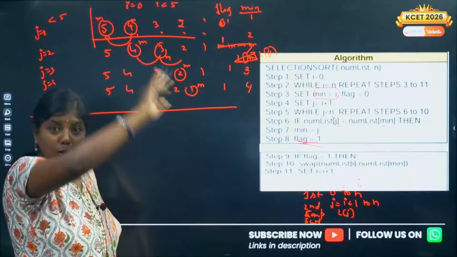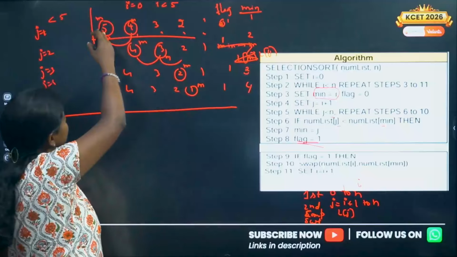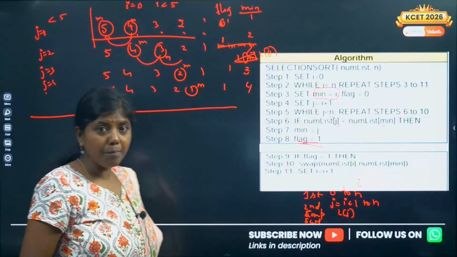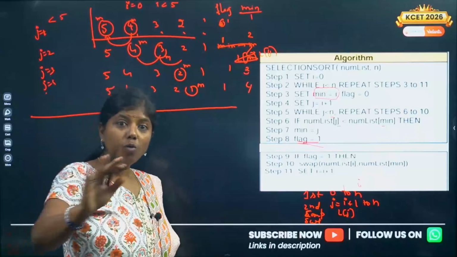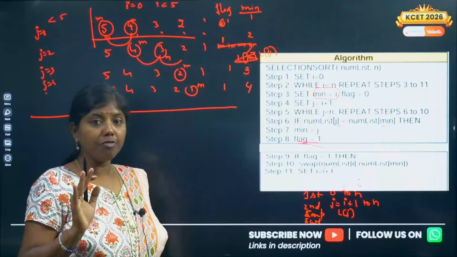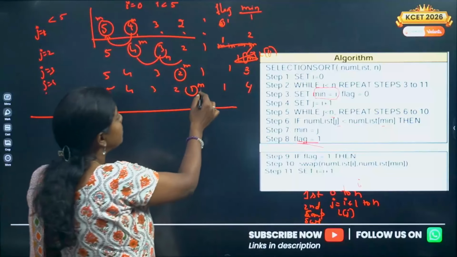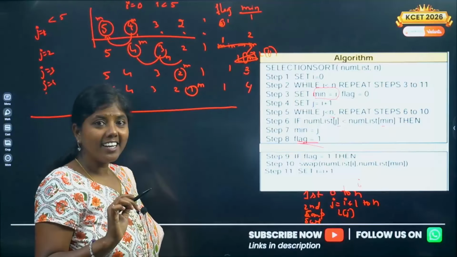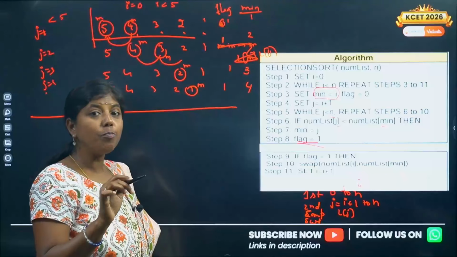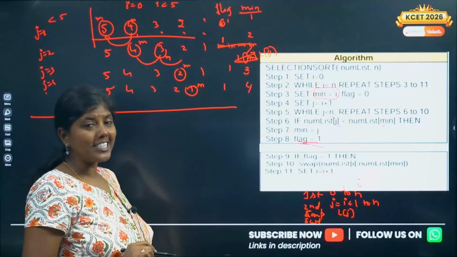I've got them out, I've compared with all the elements. That minimum element is what? 5 was the minimum element I had compared, and I've compared with 4, 3, 2, 1, everything. Now after all this comparison, I've got the minimum element. What is the minimum element? Minimum element is going to be the 1. Element is 1. Where do I have to place that? I have to place it in its corresponding position.